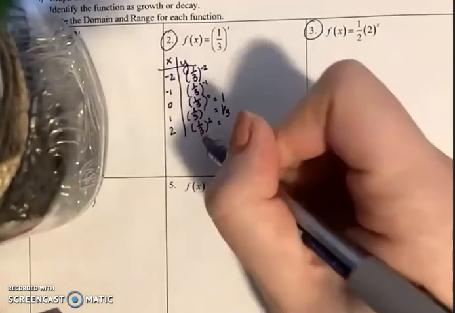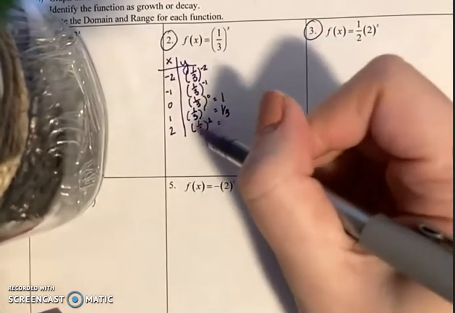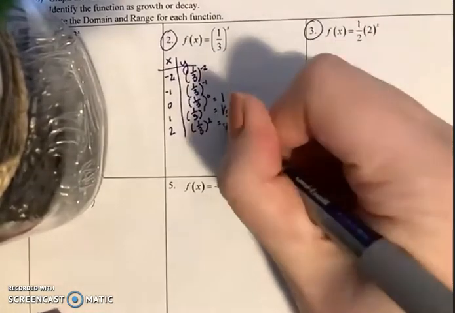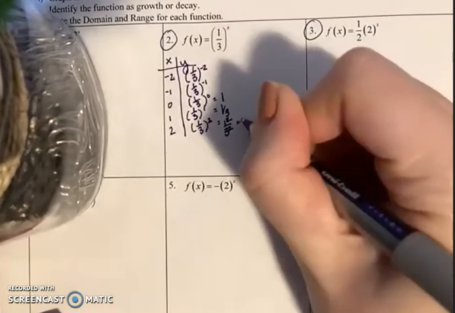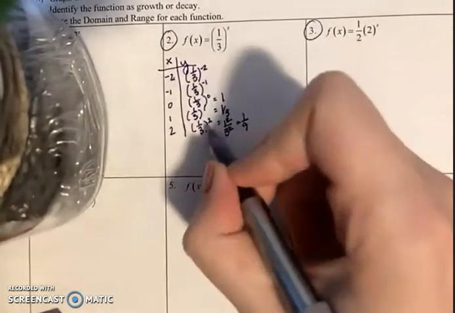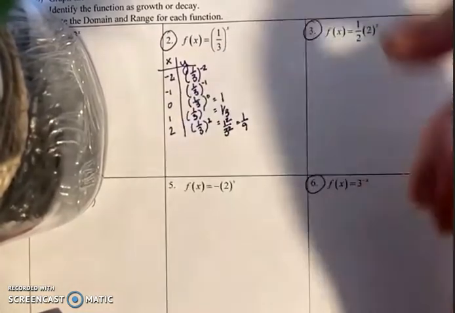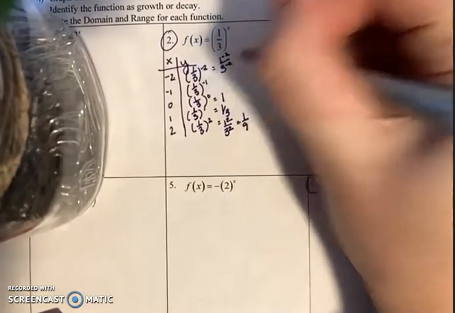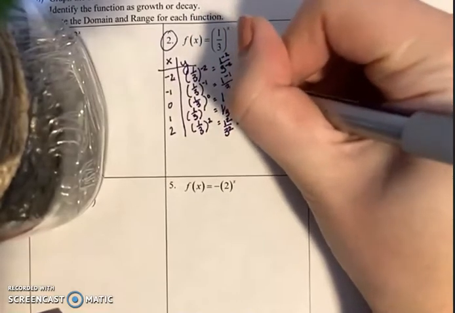And then when I have 1/3 squared, because I have division here, I can distribute the power to each of those terms. So really it's 1 squared over 3 squared, or 1 over 9. We're going to use the same idea of distributing the power for the negative exponents. So I have 1 to the -2 over 3 to the -2, and 1 to the -1 over 3 to the -1.